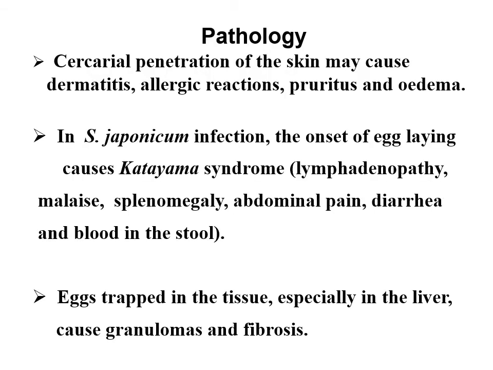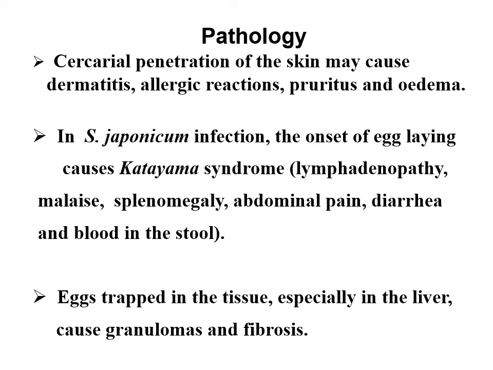The pathology: the penetration of cercaria of the skin may cause dermatitis or some sort of allergic reactions, pruritus, and edema, depending on the intensity of the number of cercaria penetrating the skin. In Schistosoma japonicum infection, when the parasite becomes adult and starts to lay eggs, with the onset of egg laying, it causes a syndrome known as Katayama syndrome, which is, for example, enlargement of the lymphatic system, lymphadenopathy.